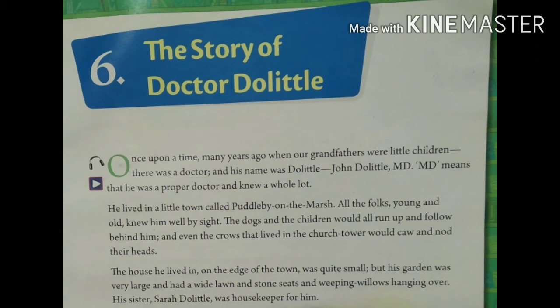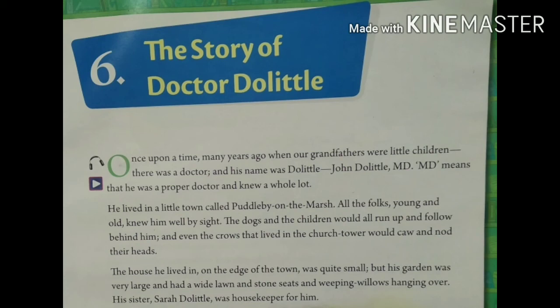The house he lived in on the edge of the town was quite small, but his garden was very large and had a wide lawn and stone seats and weeping willows hanging over. His sister Sarah Dolittle was housekeeper for him.